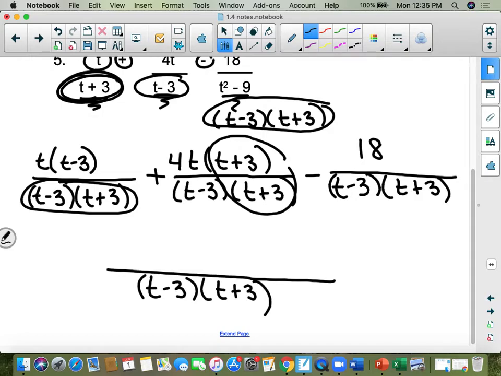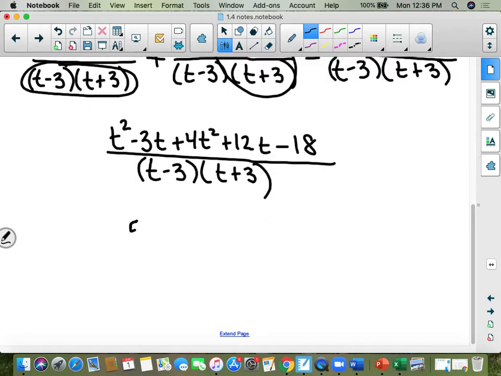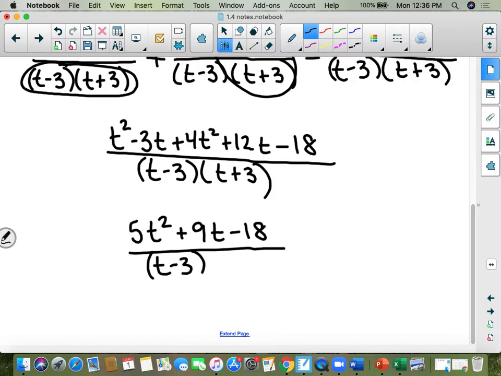What's on the top? Distributive property gives me a t squared and a negative 3t plus 4t squared plus 12t. And it also gives me a negative 18, which simplifies to 5t squared plus 9t minus 18 all over t minus 3 and t plus 3. You're not done yet. You might be able to simplify the top by factoring, so I have to keep going.